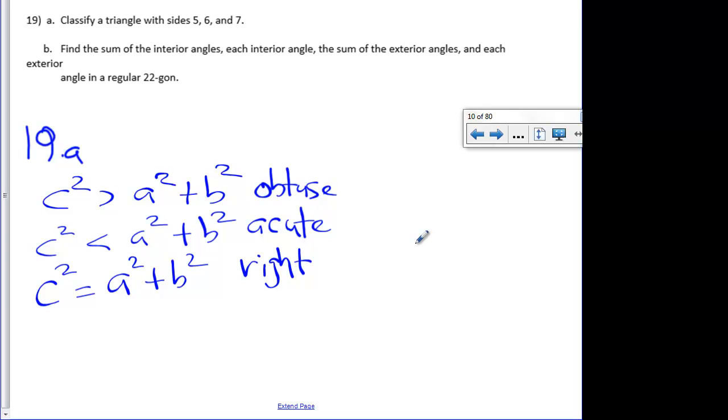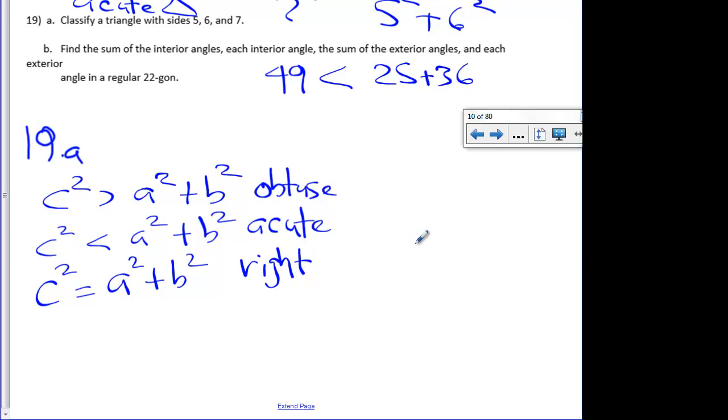So now you just have to think about which side or which number will represent c. Well, c is always going to be the longest or the largest of the three values. So you take 7 and you square it, and you compare it to 5 squared plus 6 squared. That's 49, and this is 25 and 36. So I know that this will be less than 25 plus 36. Therefore, I can classify this triangle as an acute triangle.